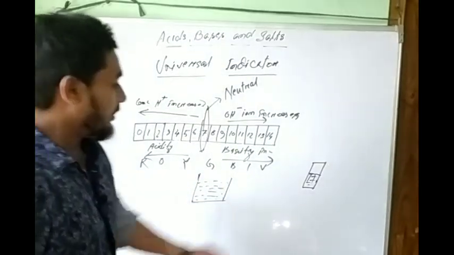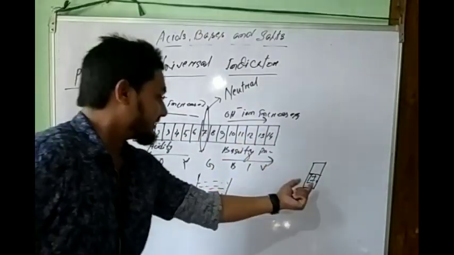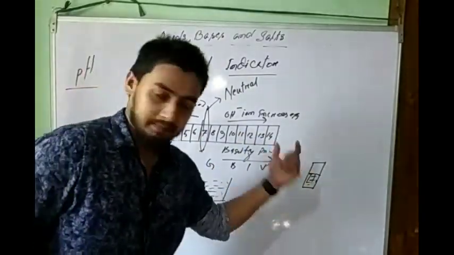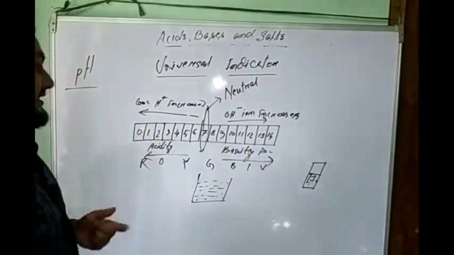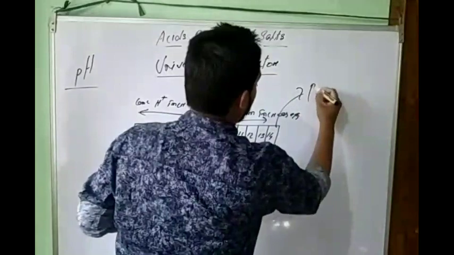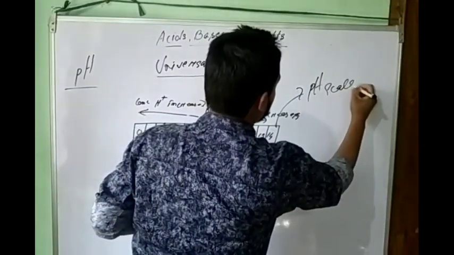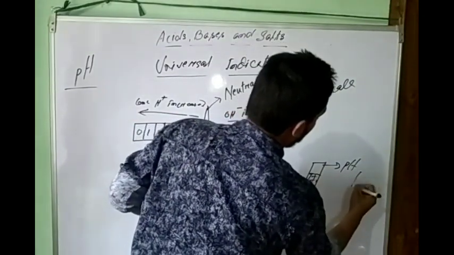Now you have to compare the color that appeared on your pH paper with the color of the different segments of your pH scale. This is the pH scale. And this is the pH paper.